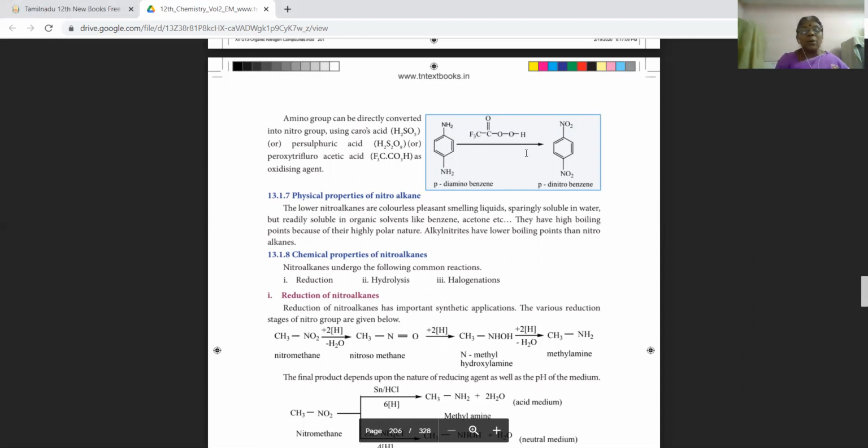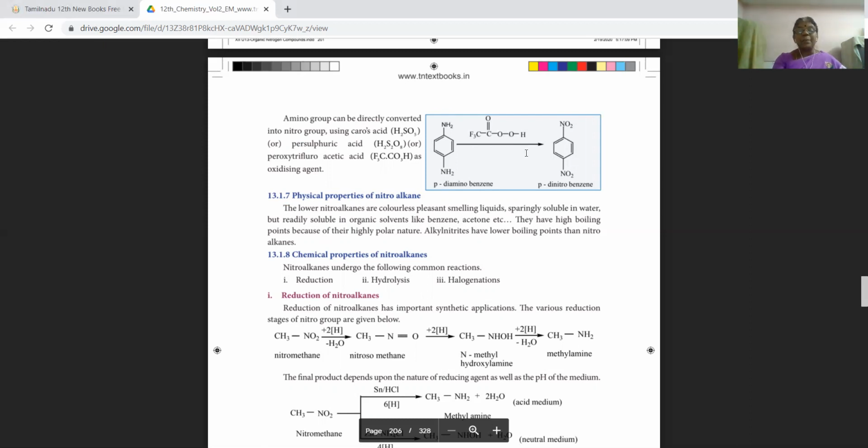The lower nitroalkanes are colorless, pleasant smelling liquids, and those are sparingly soluble. Very little amount will be soluble in water, but readily soluble in organic solvents like benzene and acetone. They have a high boiling point because of their higher polar nature. Alkyl nitrites have a lower boiling point than the nitroalkanes. Nitroalkanes are NO2, nitrites are ONO.